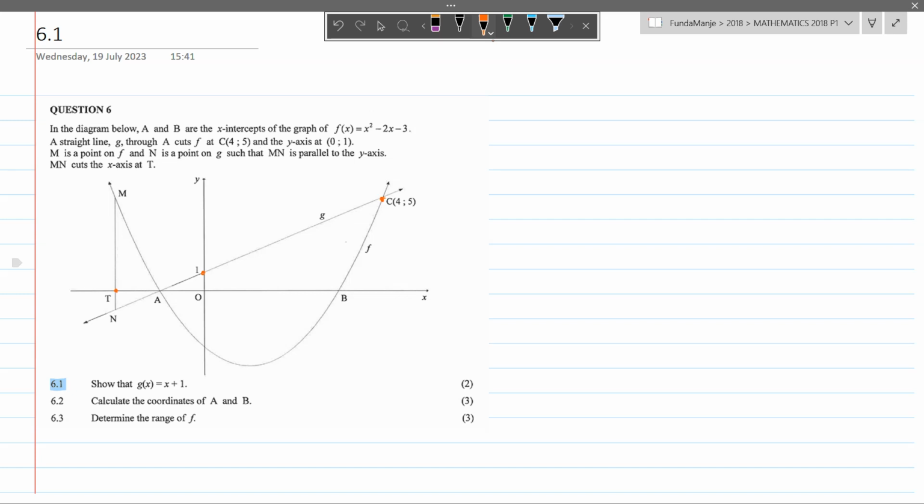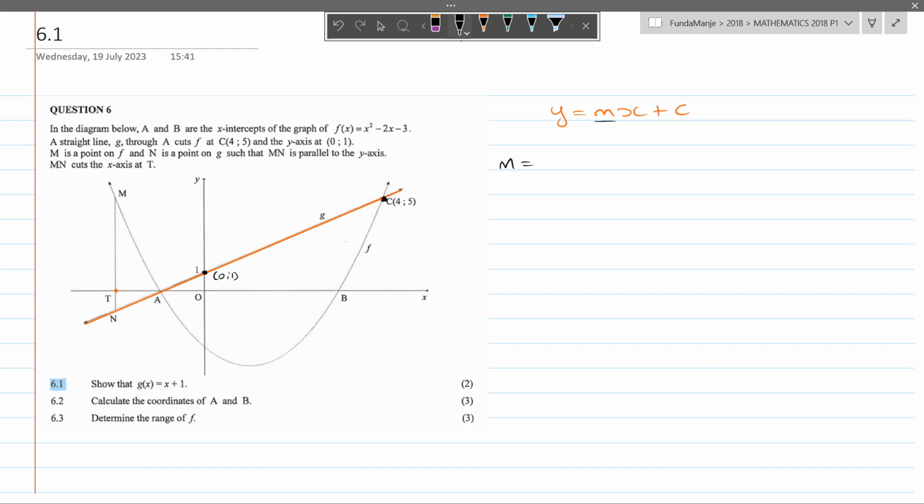So this is the line of g, and we need to find its equation. We can find its equation using the formula y equals mx plus c, but we need to know what the gradient is first, and we also need a coordinate. Here we're given two points: first the y-intercept, which has coordinates (0, 1), and we're also given the point C. Those are the two coordinates on our line that allow us to calculate our gradient.